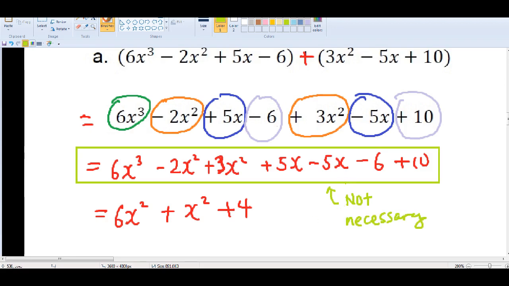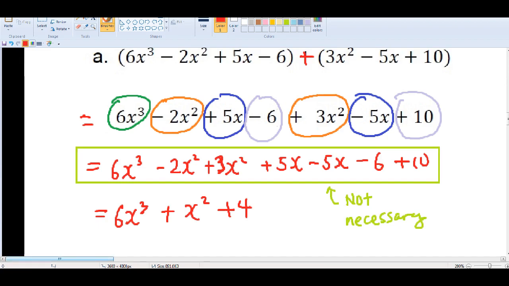Yes, of course. For example, 6x cubed is still 6x cubed. For x squared, because you have circled them with a certain color, you see minus 2x squared plus 3x squared. You just think about minus 2 plus 3, so it's plus 1, right? So you just write x squared. That's how we do it. You don't need to actually move the terms, so possibly that will save you some time.